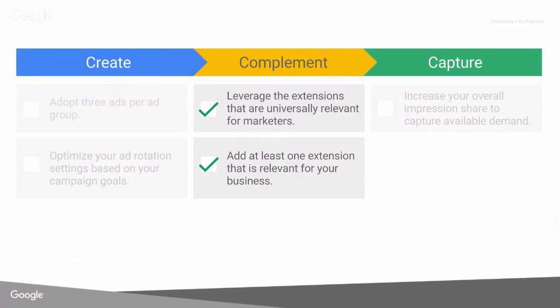So if there's one thing you take away from today's session, it should be to implement at least 4 ad extensions per ad group in your account. There are 3 universally relevant extensions for all businesses, and then be sure to add at least 1 extension that's particularly relevant for your business type. Today we're going to go into all of the details about every extension type, including a few new ones, so that you know all the options that are available to you.